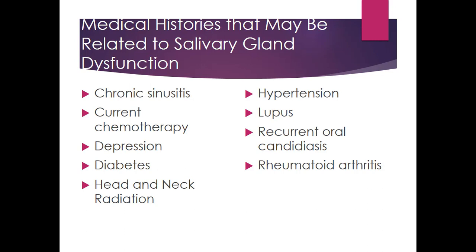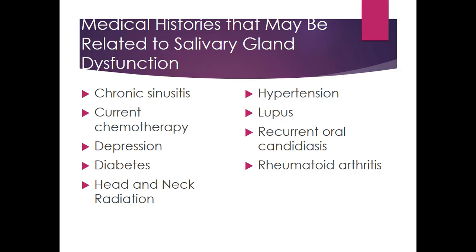So, medical histories that may be related to salivary gland dysfunction. What patients are at risk for decreased salivary flow? Someone with chronic sinusitis is susceptible to decreased salivary flow because they probably take antihistamines. Antihistamines dry your mucus production and also your saliva production.